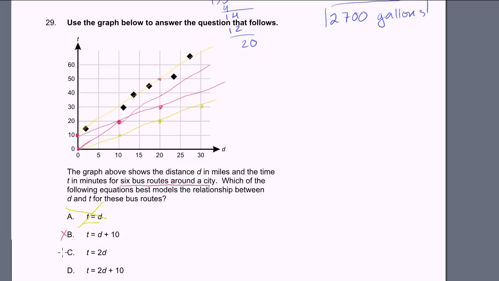Well, let's look at the last choice. I'm guessing the last choice is going to get us right there. T is equal to 2d plus 10. Let me do this in blue because I have a feeling this is the right answer. So we start at 10. When d is 0, t is 10.